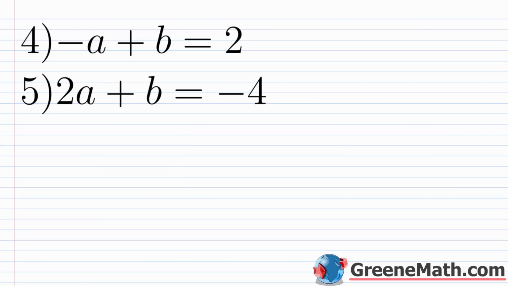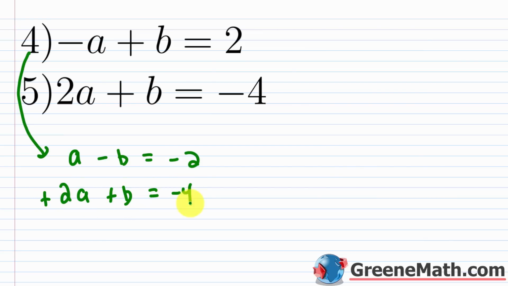All right, so we have our equations number 4 and number 5. I would modify equation number 4 here. Just multiply everything by -1. So this would be a minus b is equal to -2. Again, just change the sign of everything. And then for equation number 5, let's just write 2a. Let me put a plus there. And then plus b is equal to -4.